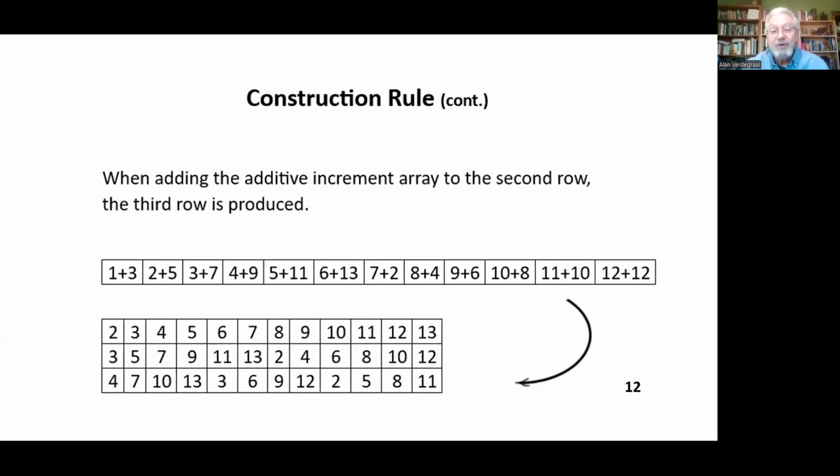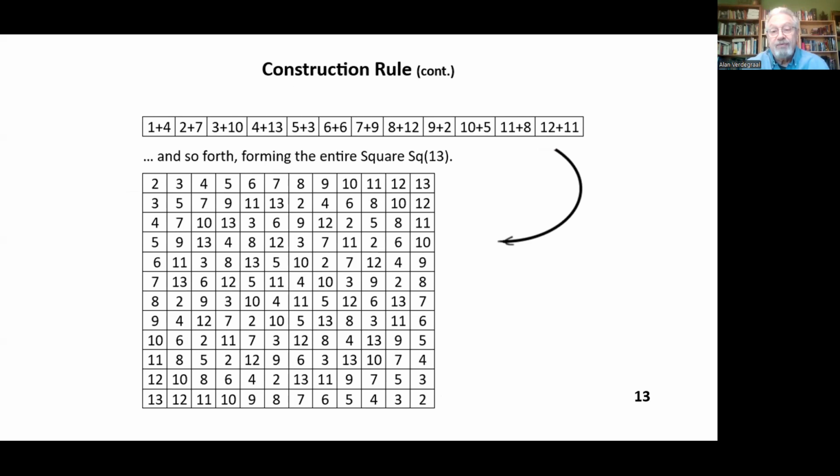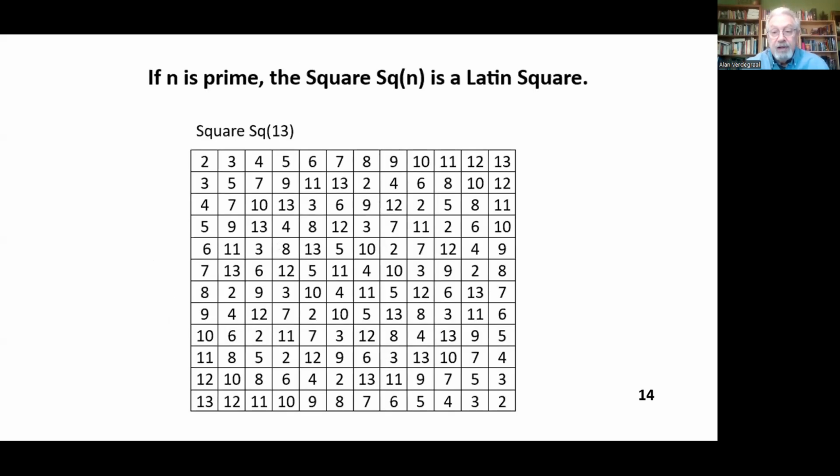Add the increment array to that row to get the third row, and so forth. We can continue in this manner for all the rest of the rows, and we come up with this square array. We denote these arrays by square SQ of n, or simply SQ of n. Once created, it turns out that if the square SQ of n is a Latin square, then n is a prime number. Likewise, if n is a prime number, then the square SQ of n is going to be a Latin square. If it is not a Latin square, then n is a composite number.